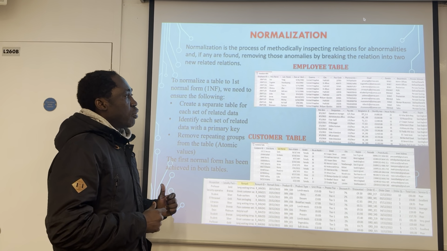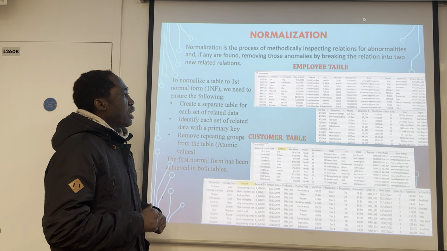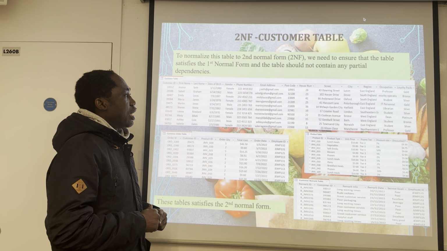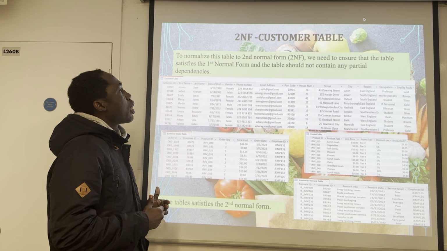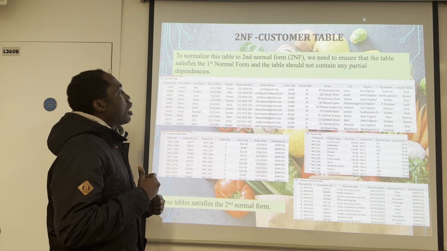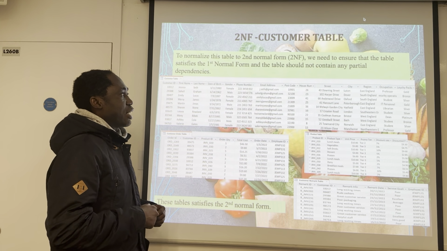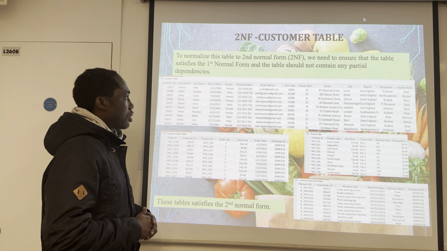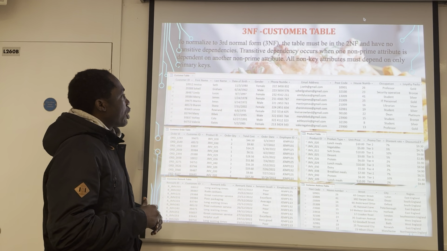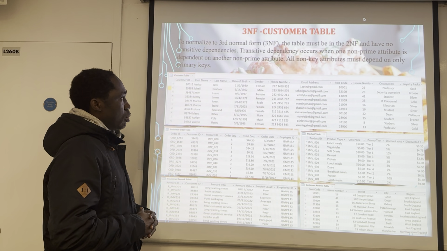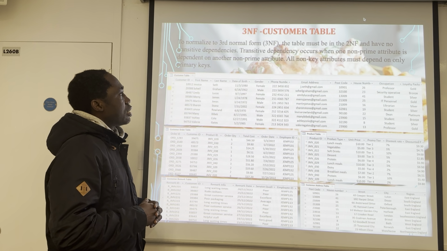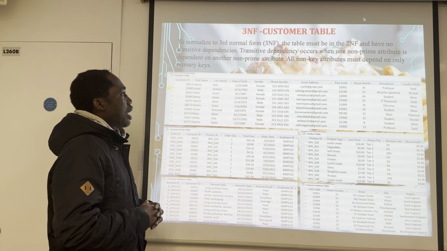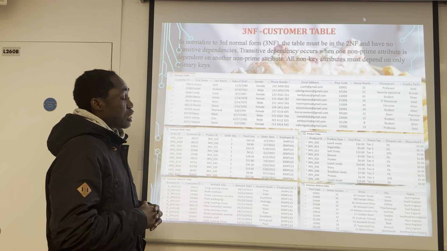The normal forms involve the first normal form, and after passing through the first normal form, we ensure that it runs through the second normal form. In second normal form, we ensure that the table satisfies the first normal form and the table does not contain any partial dependency. Then we run the tables also through the third normal form. The table passes through the third normal form by ensuring that the second normal form is achieved, and also that there is no transitive dependency.